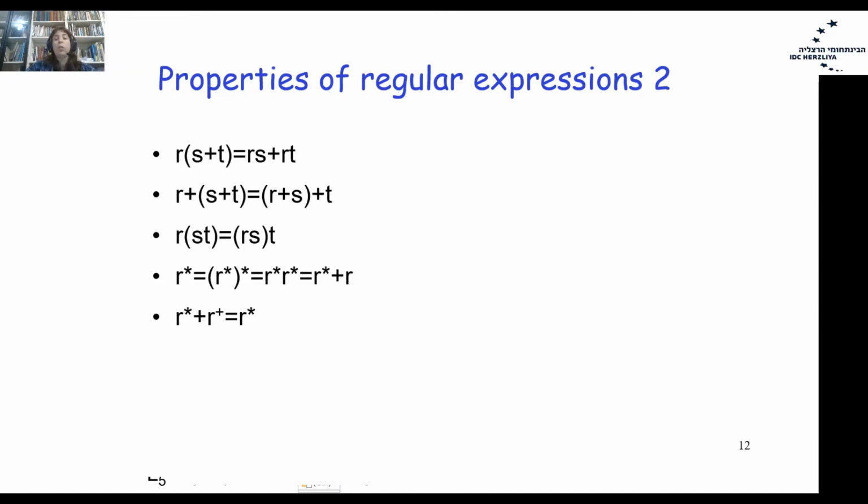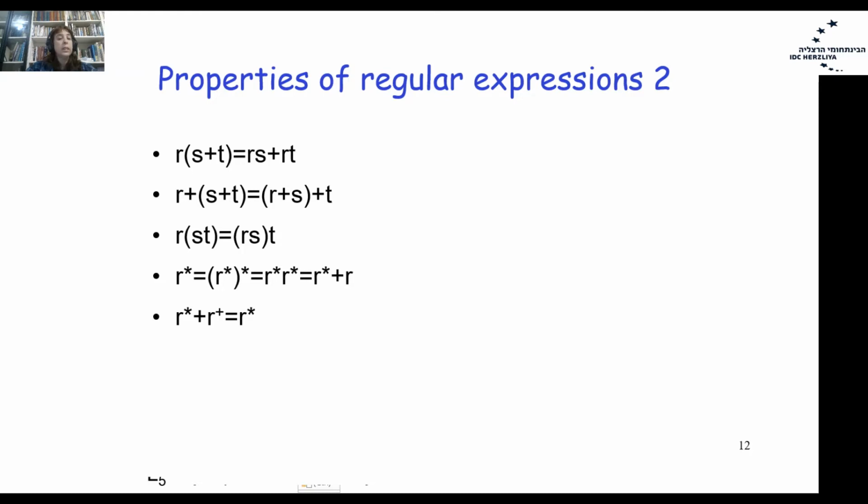R or (S or T) can be rewritten as (R or S) as the first operation and or T as the second operation. The same with concatenation. R concatenation with (S concatenation with T) can be rewritten as R concatenation with S at the beginning and then concatenation with T.